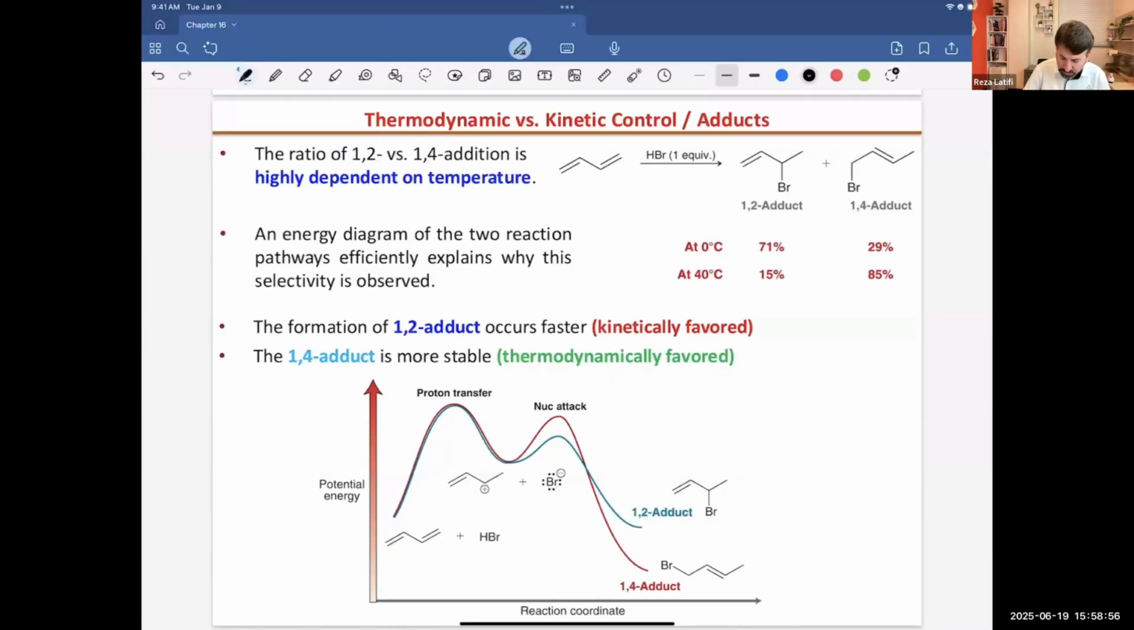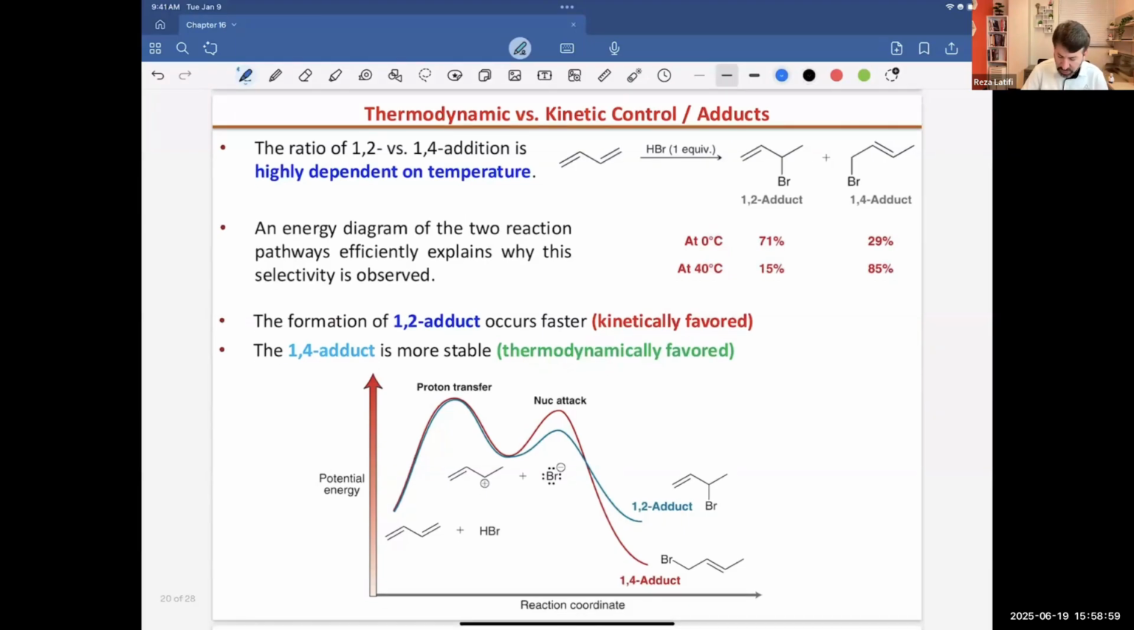1,2, we say they are kinetically favored. So kinetic is favoring 1,2. What does it mean? It means it's faster. That one you will get faster. But thermodynamic is actually favoring 1,4. So again, kinetic is favoring 1,2, while thermodynamic is favoring 1,4.